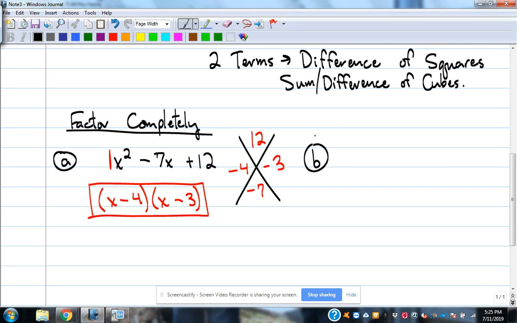So there's that one. Let's look at maybe something like this. 4x squared minus 49. Good number.